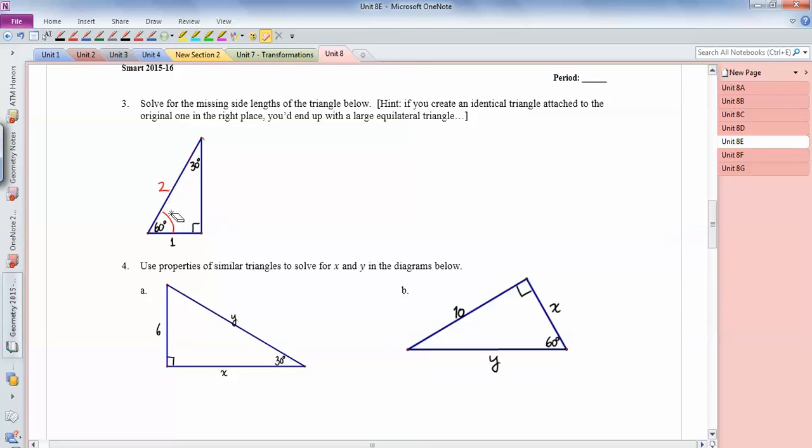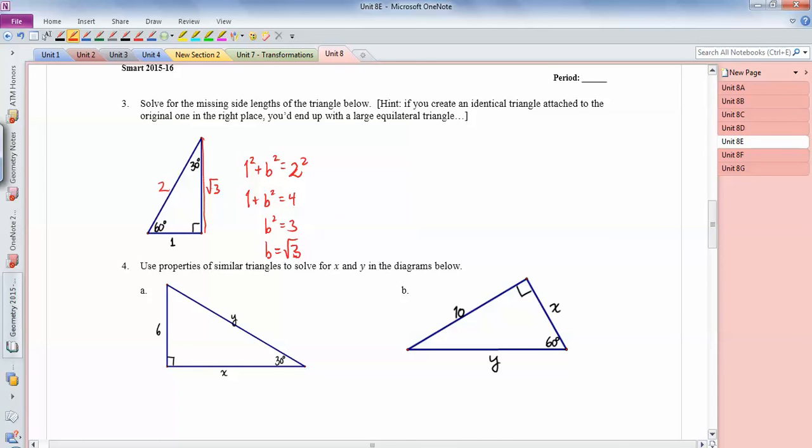I know that this side is 2 over here, so then to get this, I'll just do Pythag. So 1 squared plus b squared equals 2 squared. So that's 1 plus b squared equals 4. So then b squared equals 3. So that means b is going to be root 3. So that's what we get right here, root 3.